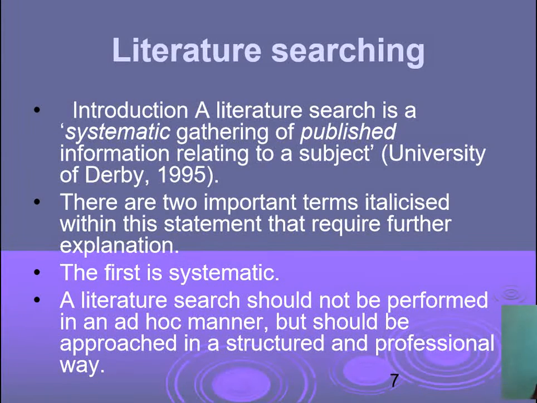Literature search is a systematic gathering of published information relating to a subject, quoted by the University of Derby in the year 1995. So there are two important terms that we have to look at here. One is systematic, the other is published. So the systematic would mean that you cannot perform your search in an ad hoc manner, but you should approach the task of literature searching in a structured and in a professional way.